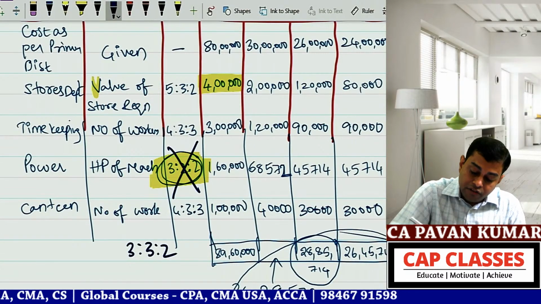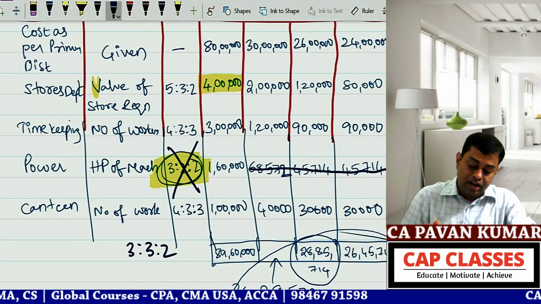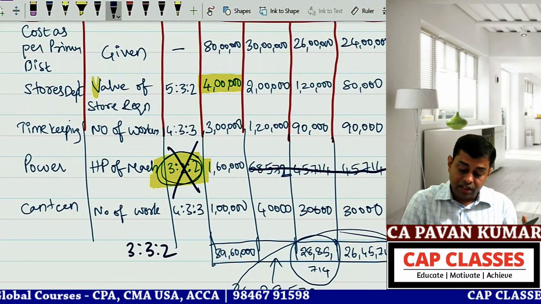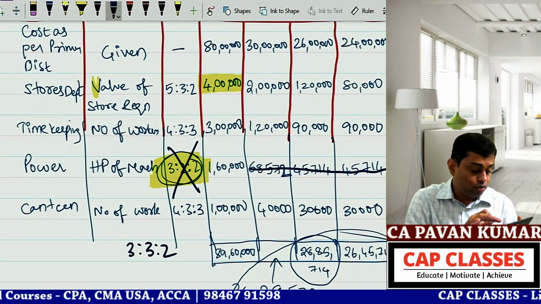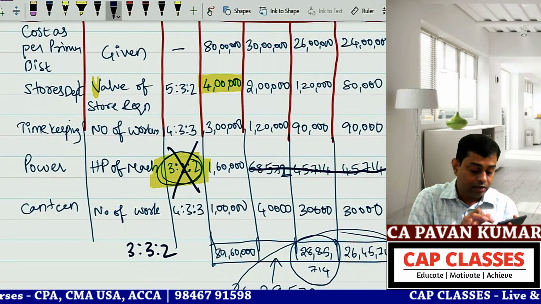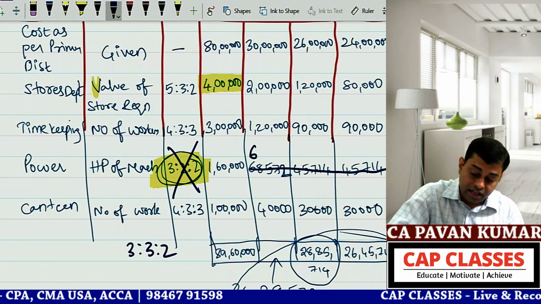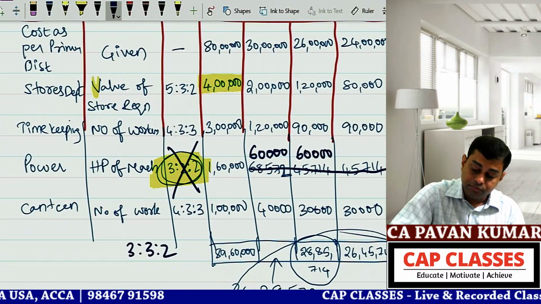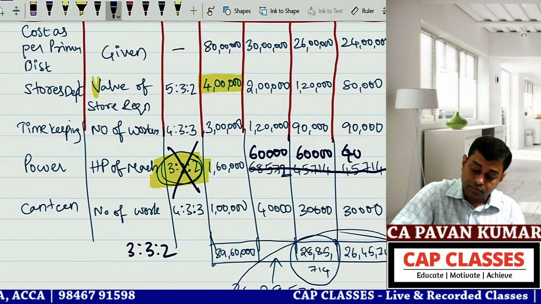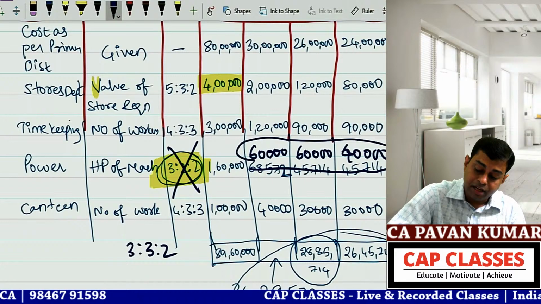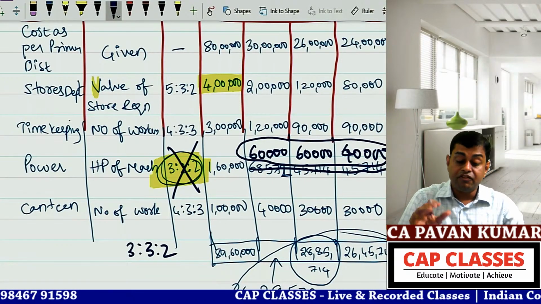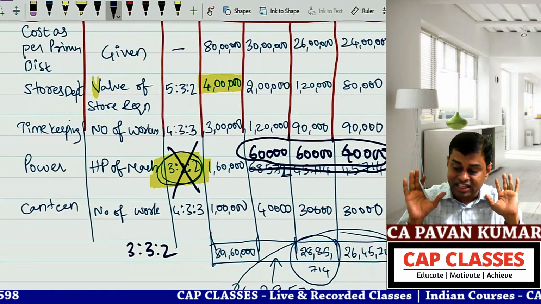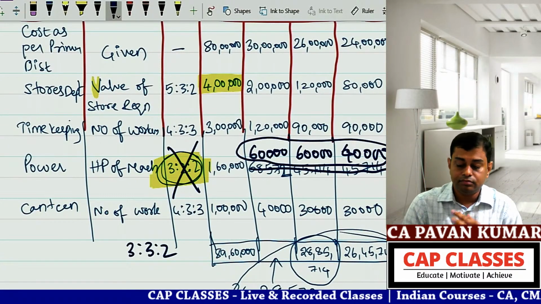When you distribute 3:3:2, what will happen? Take 1,60,000 divided by 3:3:2. 3 plus 3, 6 plus 2, 8. Now round figures will come. It is 60,000, again 60,000, and 40,000. This is the right answer. Please make a note. We have taken 3:2:2, but it should be 3:3:2. I'm sorry, my mistake.